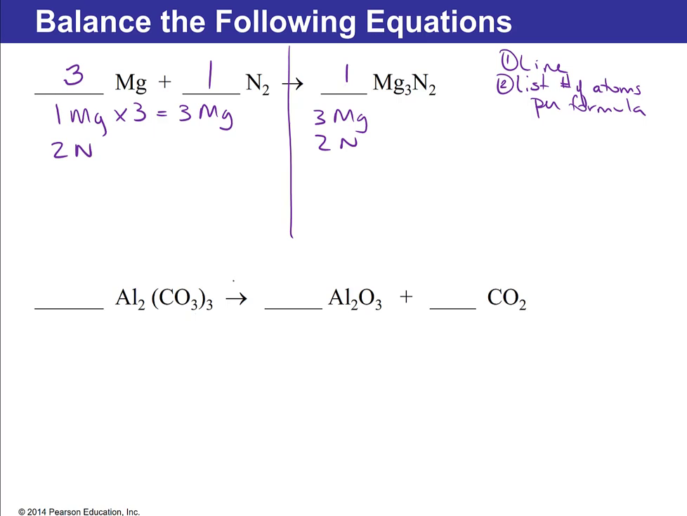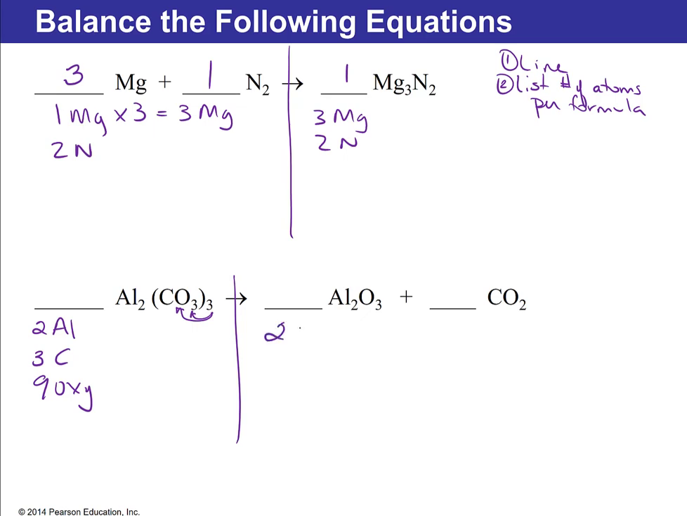Next one, draw a line, make your list. So here, Al2, 2 aluminum. Now when you see parentheses, remember that parentheses mean that everything inside is found times the number outside. So this means I have 3 carbons and I have 9 oxygens. So I have to take this 3 and multiply it by the formula inside.